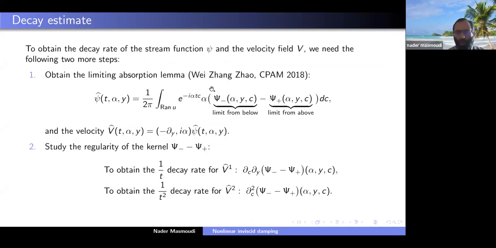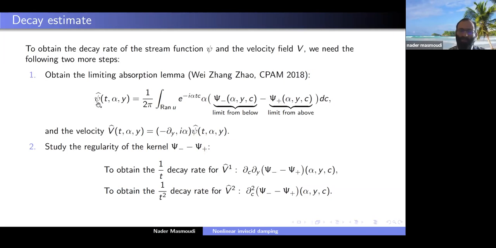All what I'm talking about is more or less from a paper of Wei, Zhang, and Zhao, where they prove the linear inviscid damping. So again, one has to think about this: even proving the linear inviscid damping for general shear flows requires a lot of work. This may be like a 60-page paper to prove that psi will decay like 1 over t squared.